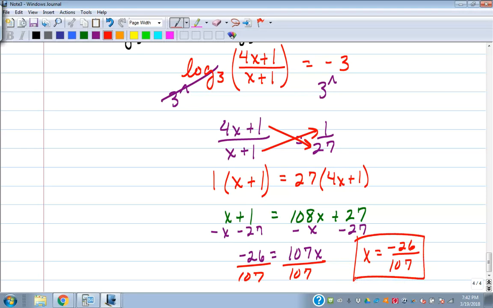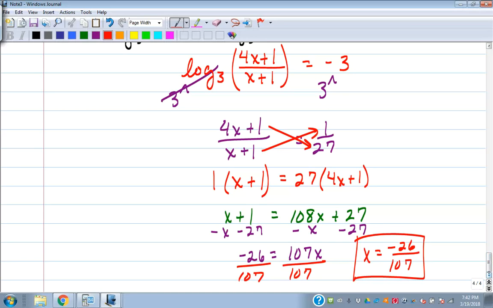I got a negative answer. Does that mean I throw it out? Even though I only got 1, it's possible that you do throw it out. How do you know for sure? Plug it into the original problem. See if it gives you a negative inside of a log.